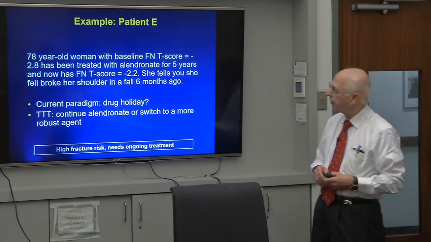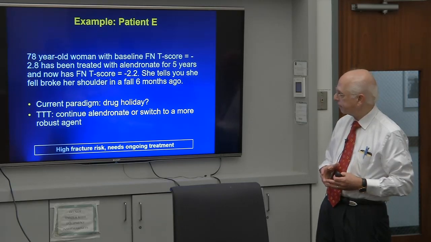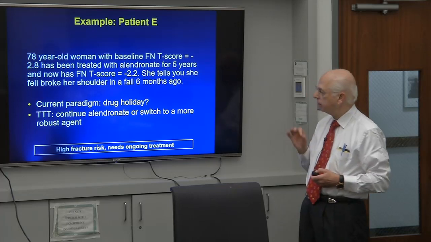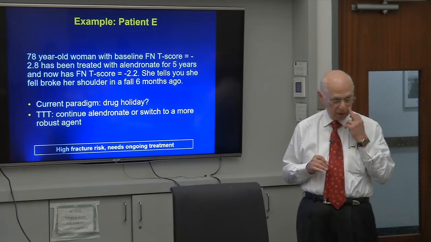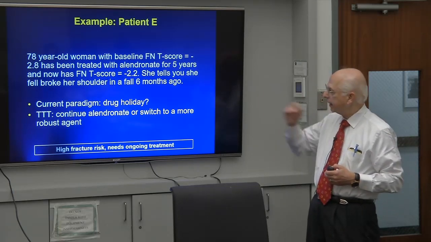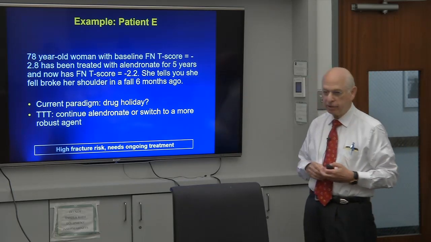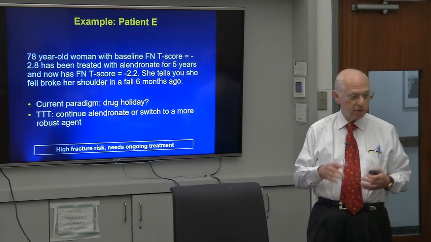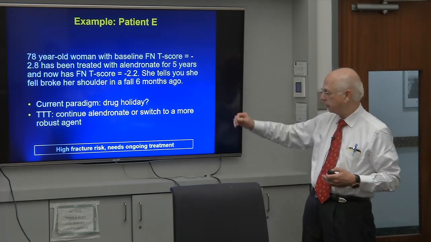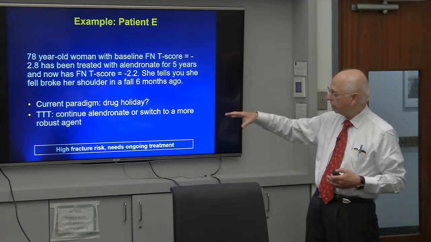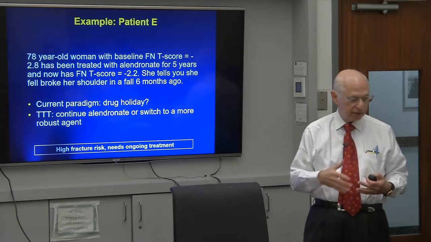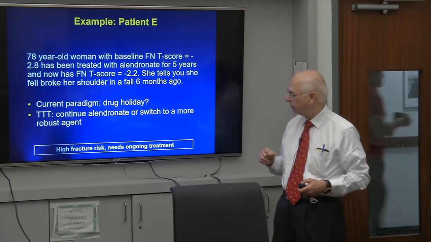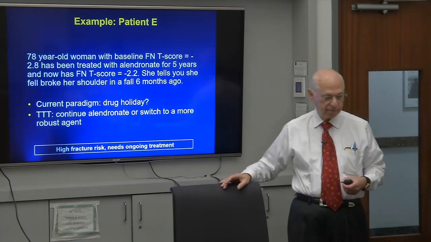Okay, patient E. A 78-year-old woman with a baseline femoral neck T-score of -2.8. After 5 years of alendronate, she's now at -2.2, 6% or so. She tells you she fell and broke her shoulder 6 months ago. Well, the thought would be, she's had 5 years of alendronate and she's done very well by T-score. But I worry about the fracture. We don't know too much about the circumstances except that she fell and she had a fracture. So the idea of treating to target, you've got to now modify that to think about what happened to her. Yeah, she's reached a target, but she had an interim event. So in this case, many of us would continue alendronate. I don't know that I would continue alendronate. I probably would switch.